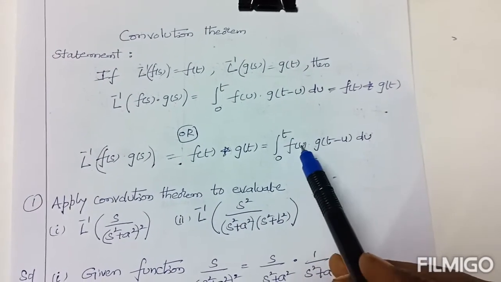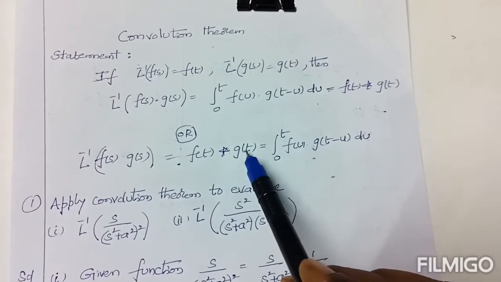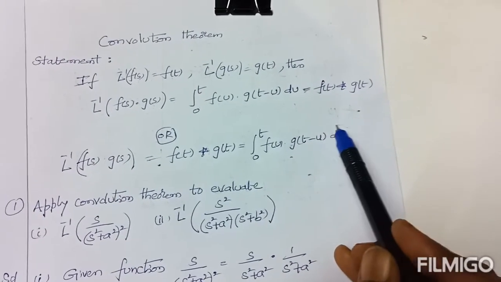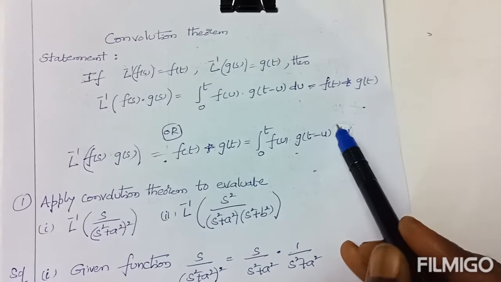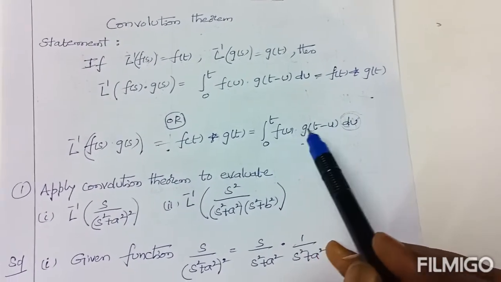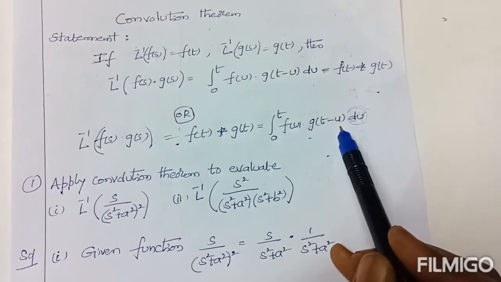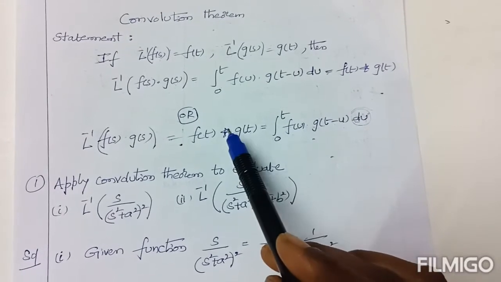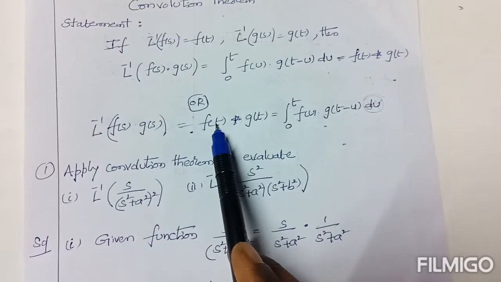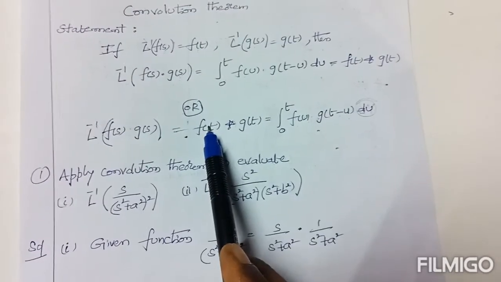That equals the integral from 0 to t of f(u), the first function with t replaced by u, times g(t minus u), the second function with t replaced by t minus u, du. Integration is with respect to u only, so the integral from 0 to t of f(u) g(t minus u) du. This is called the convolution theorem. Convolution is nothing but a product theorem. Using this statement you can find the inverse Laplace transform of some functions.